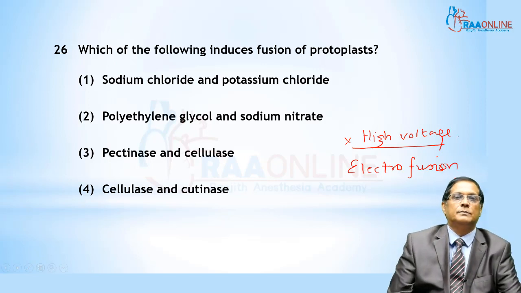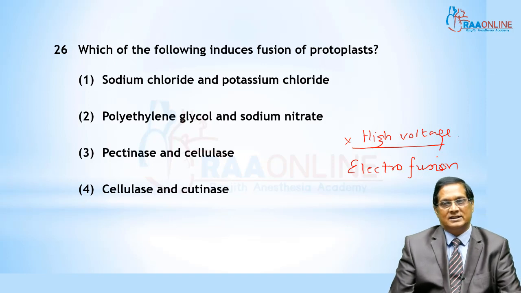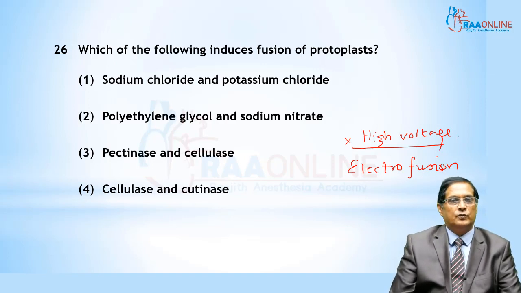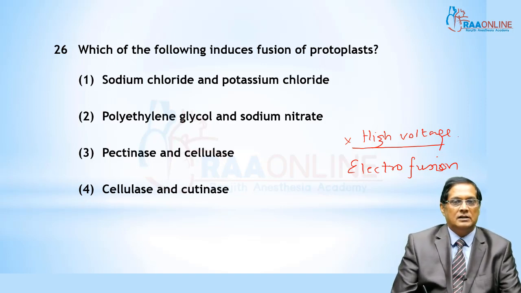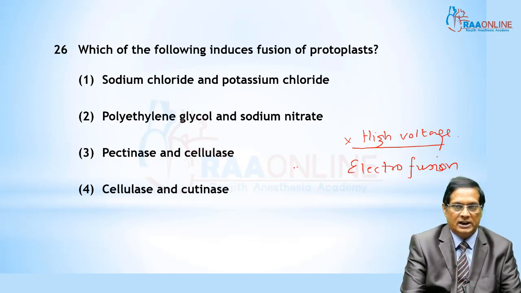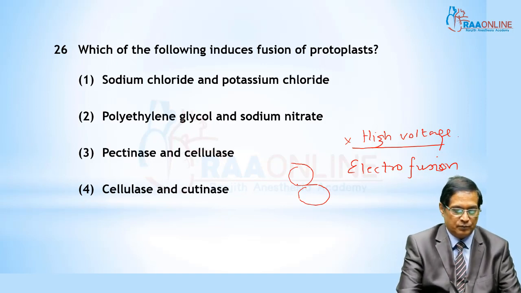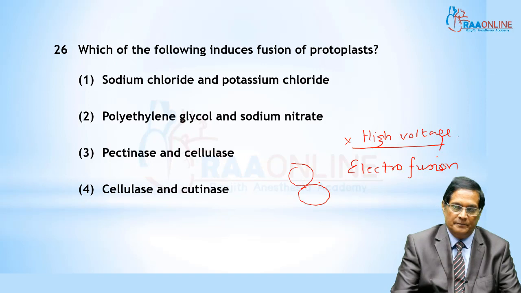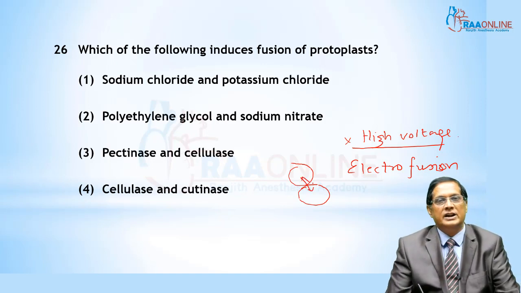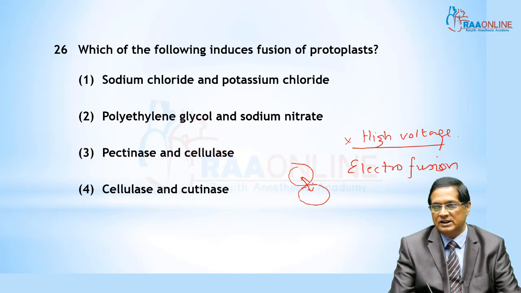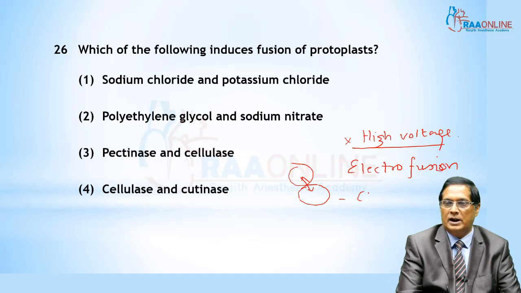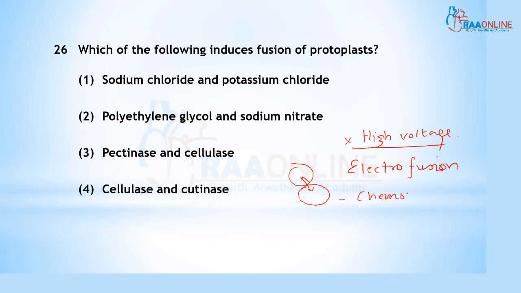First of all, two cells of different plants are taken, which are body cells, somatic cells. Their cell walls are removed with the help of pectinase and cellulase enzymes. After removal of the cell wall, the exposed protoplasm is known as protoplast. These two protoplasts are induced to fuse. One way of fusion is high voltage, or electrofusion. The second way is chemofusion, for which PEG is used.